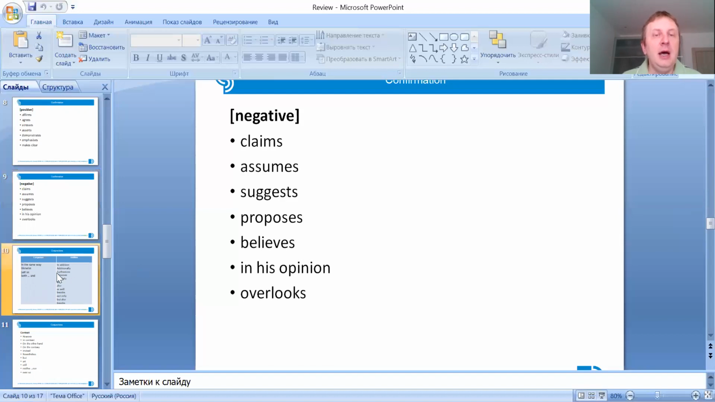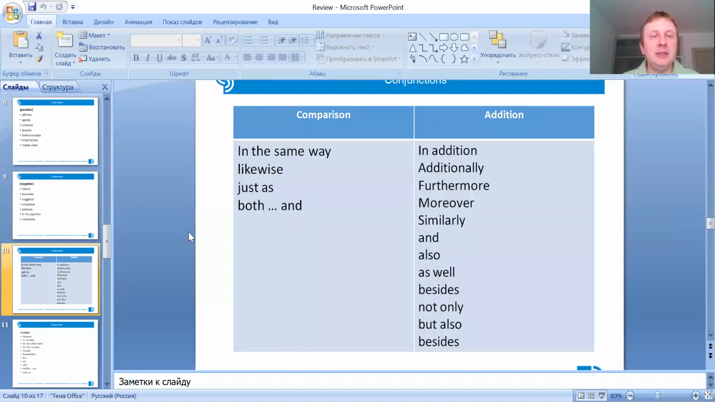Next, the next slide concerns conjunctions. You may use these conjunctions in your review, for example, when you compare something. In the same way, for example, the writer writes about those events in the same way as, for example, and so on. Likewise, just as both the politician and his wife arrived in London, for example. So you compare.